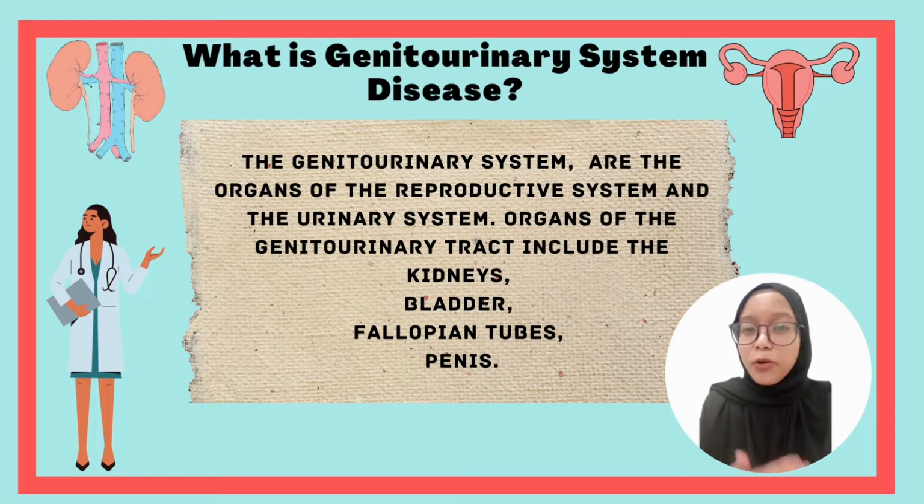First of all, I'm going to tell you what genitourinary system disease is. The genitourinary system consists of the organs of the reproductive system and the urinary system. Organs of the genitourinary tract include the kidneys, bladder, fallopian tubes, and penis.